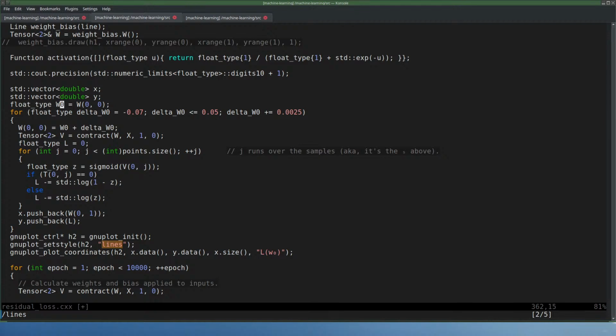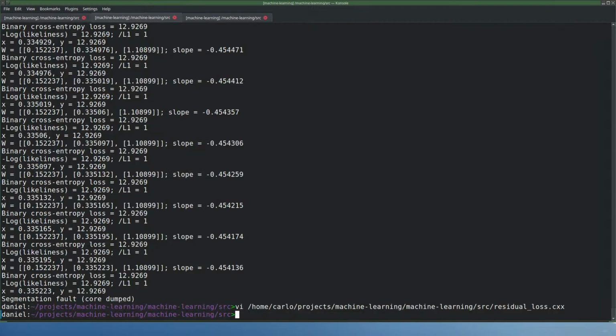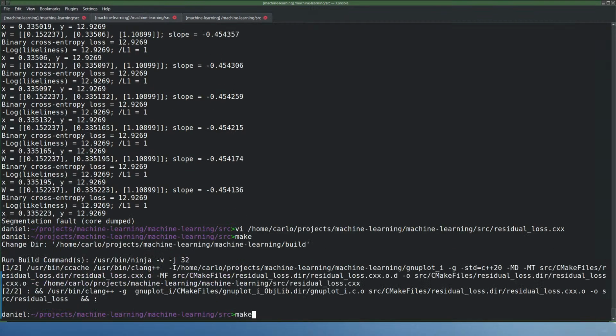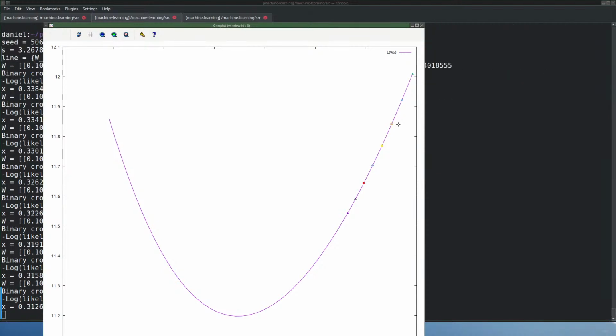So W1 is that. That's the only one that changes. And then we do the delta on it. Change the right one. And that's it, I think. Yep, nice. The gradient descent.